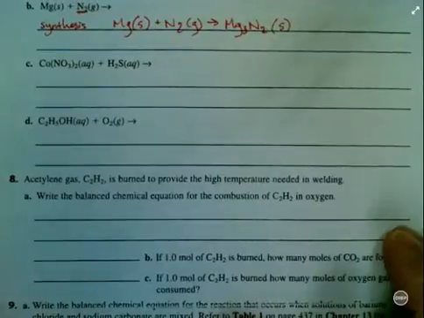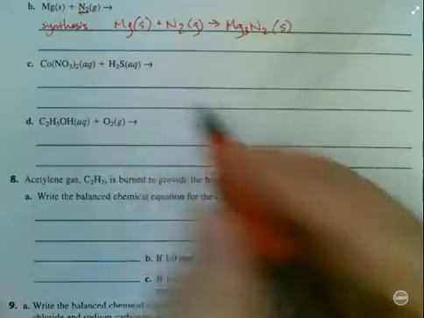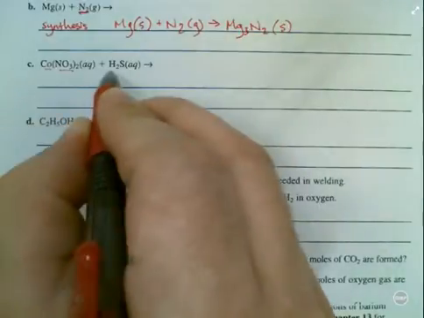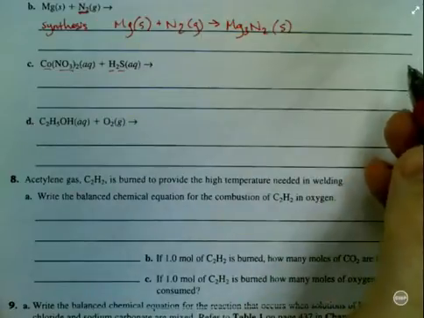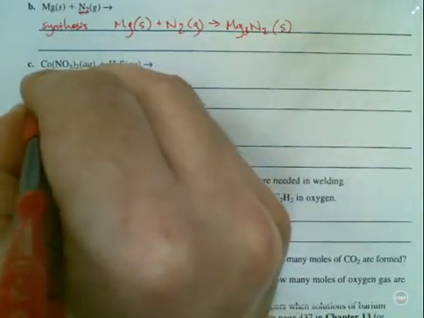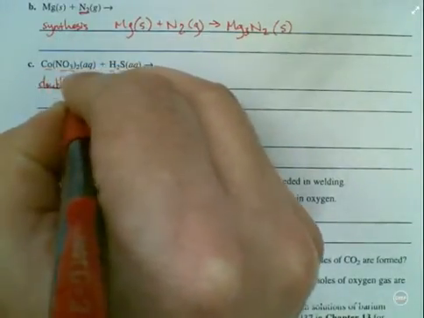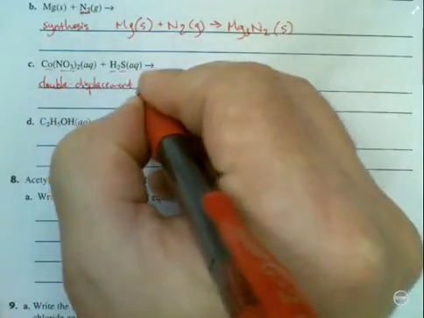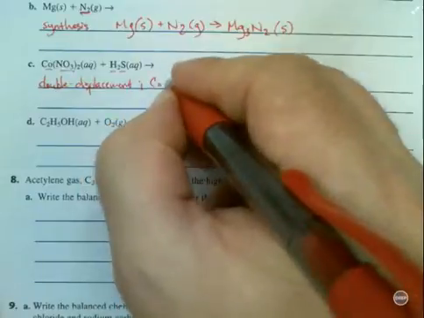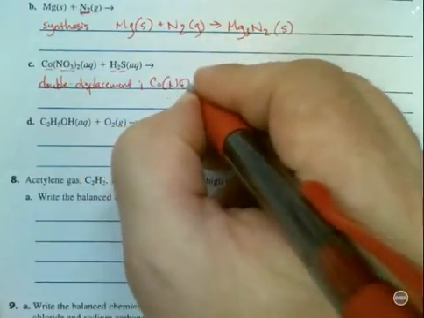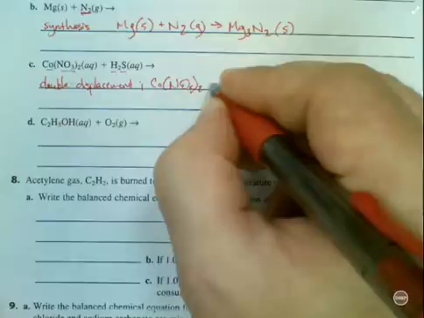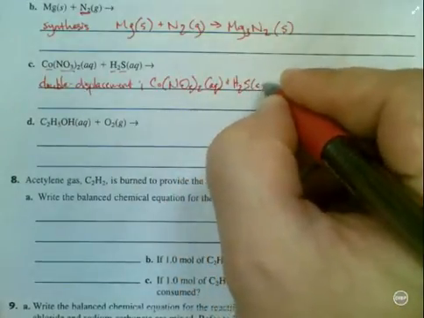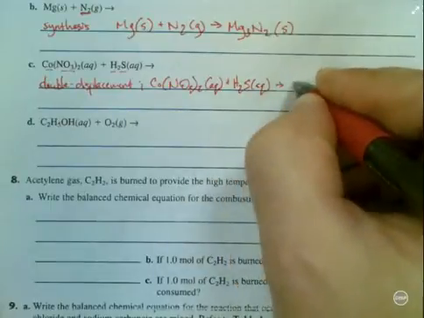All right, looking at C. The first thing I notice about C is I have 2 substances. Both are binary. Both are binary. And so that's going to make it a double displacement. So we have the cobalt nitrate aqueous reacting with H2S aqueous, reacting to form.